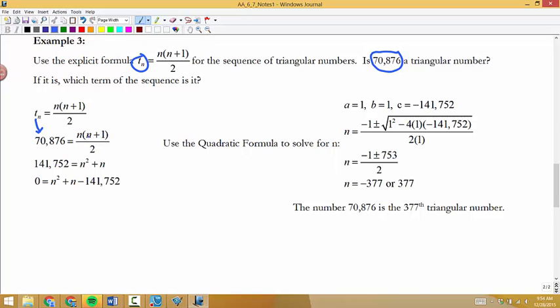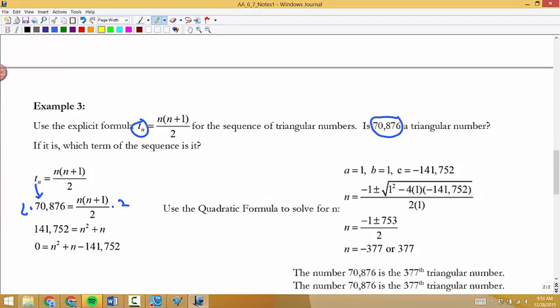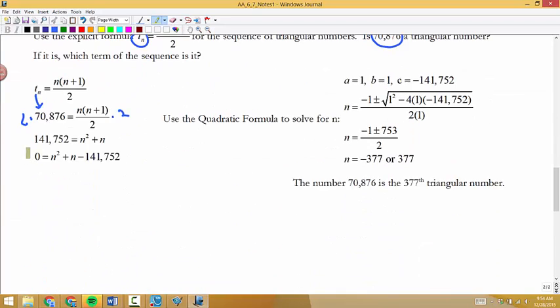And now really what we have to do is solve for n and see if we get a value for that. All right, well, to do that, I'm going to first multiply both sides by 2. So that's what I'm doing here, multiplying by 2 on both sides, which gives me this right here. Now, remember, if I'm going to use my quadratic formula, I have to solve it so that one side is equal to 0. So I've got to subtract this 141,752 from both sides. So now I have my equation solved so that one side is equal to 0.